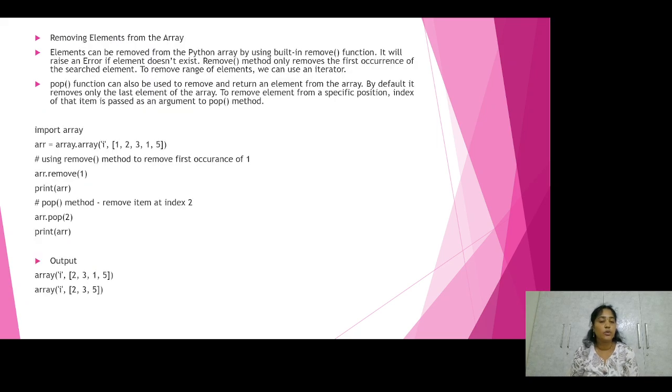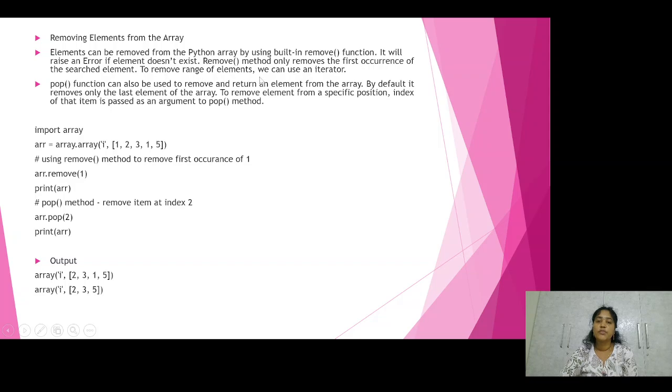And if you want to remove any elements from the array, you can remove. Elements can be removed from a Python array by using the built-in remove function. It will raise an error if the element does not exist. The remove method only removes the first occurrence of the searched element. Let's say in this array we have 1 twice. At the 0th index we have 1, and at the third index we have 1. But remove is a method which is used to remove the first occurrence of the searched element.